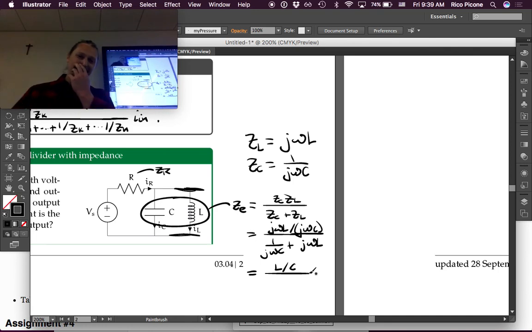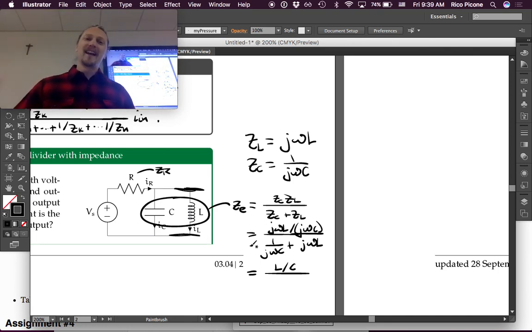So this first term is going to be negative J over omega C. So we can combine these two, factoring out the J, and we get omega L minus 1 over omega C.